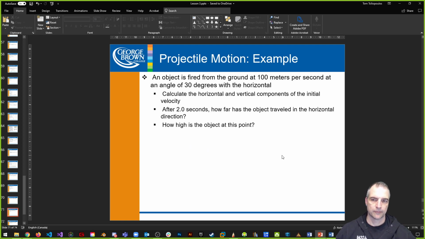Number 2 example. An object is fired from the ground at 100 meters per second at an angle of 30 degrees with the horizontal. What kind of problem is this? Right? What kind of problem? Type 1, type 2, or type 3? Type 2. Very good. Why?